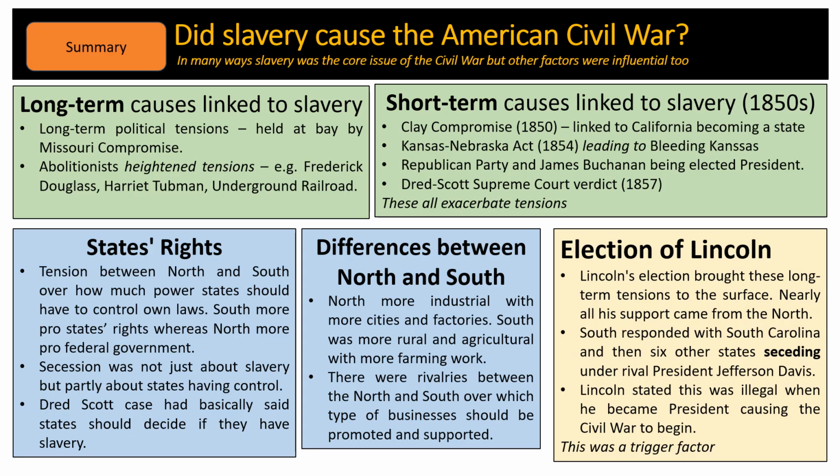Then, of course, the election of Lincoln is the trigger factor. Lincoln's election brought these long-term tensions to the surface, especially around slavery. Nearly all of his support came from the North. The South responded with South Carolina and then 6 other states seceding under rival President Jefferson Davis. Lincoln stated that this was illegal when he became president, causing the Civil War to begin. So the election of Lincoln is very much a trigger factor that creates this domino effect that allows the Civil War to break out in 1861.